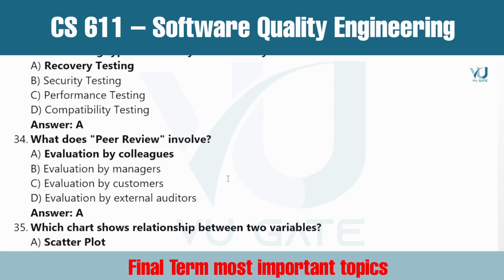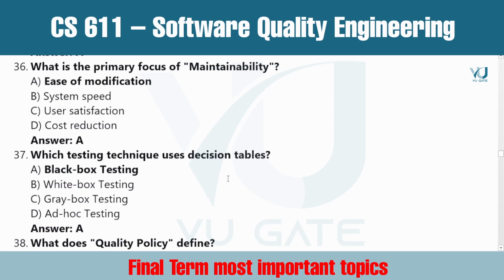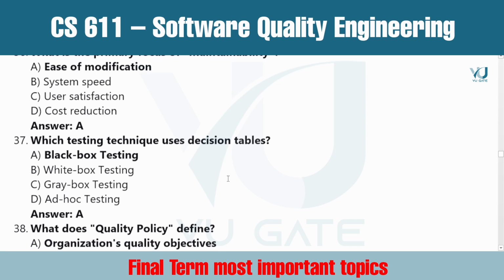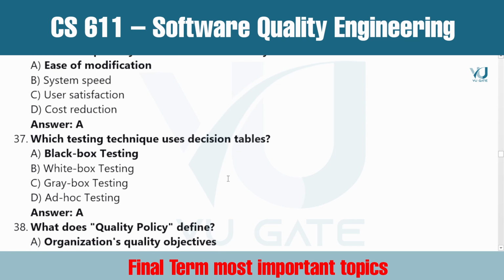Question 36. What is the primary focus of maintainability? The correct answer is option A, ease of modification. Question 37. Which testing technique uses decision tables? The correct answer is option A, black box testing. Question 38. What does quality policy define? The correct answer is option A, organization's quality objectives.